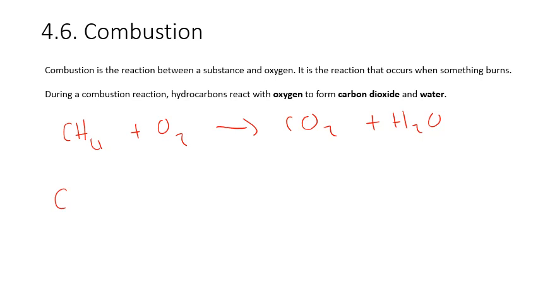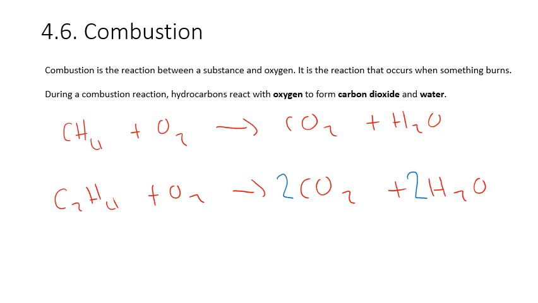For example, you might have C2H4 reacting with oxygen, and again we would produce carbon dioxide and water. But of course in this case we need to balance it, putting a 2 in front of there and a 2 in front of there, and then we would have 6 oxygens on the right, so we need a 3 in front of the O2 there. But any reaction where a hydrocarbon reacts with oxygen producing carbon dioxide and water will be known as a combustion reaction.